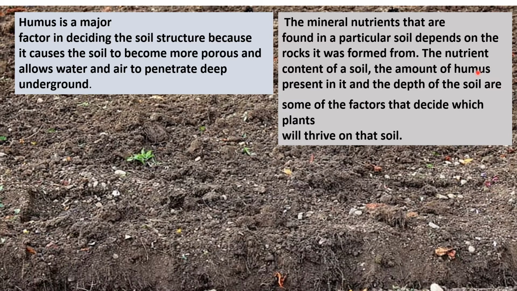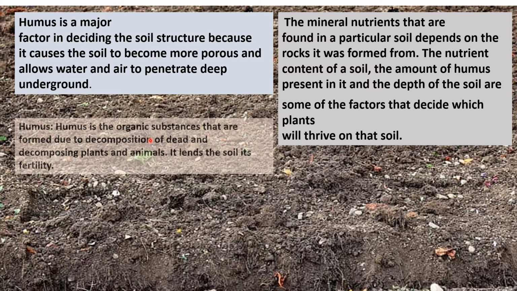Dear student, which kind of plants will grow on which soil, who decides that? It is decided by the mineral nutrients present in a particular soil, and it is also decided by the amount of humus present in that soil. So dear students, humus is a very important factor.